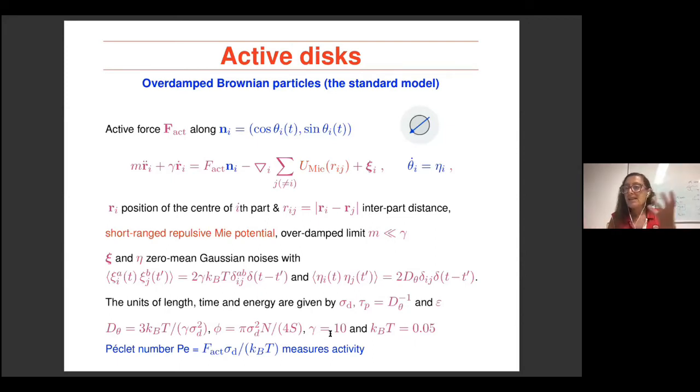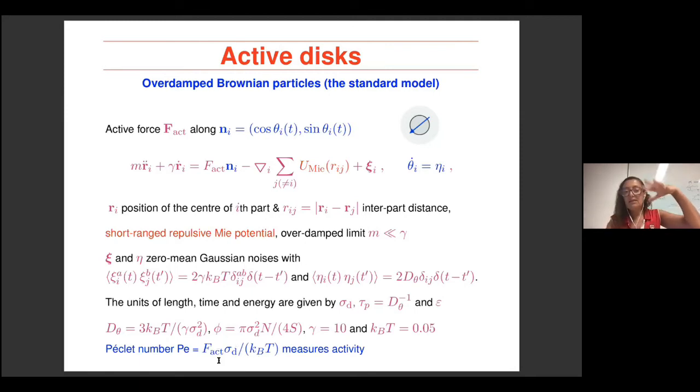There are two basically independent control parameters that people like to keep in these problems. One is the global density, how many particles you put in your volume, and the other is the Peclet number, which, if you look at it, is basically the ratio between two energies.